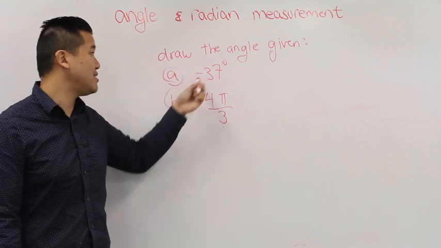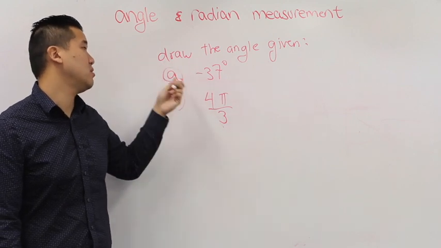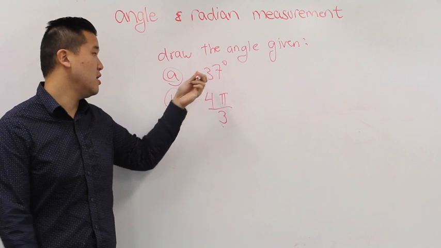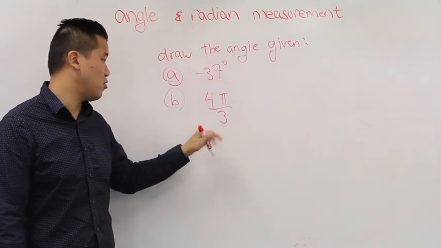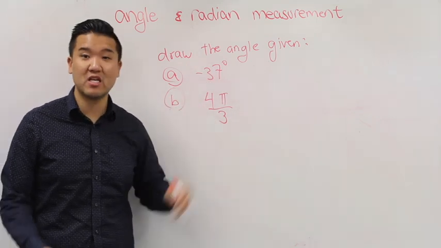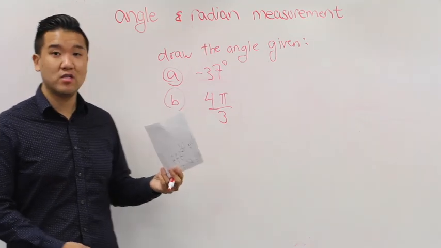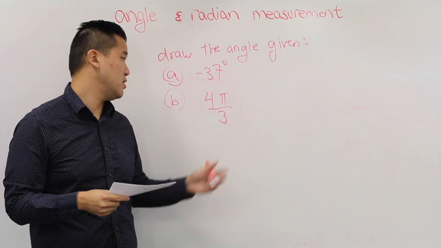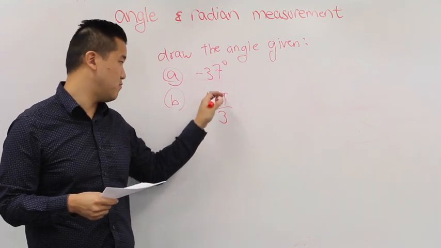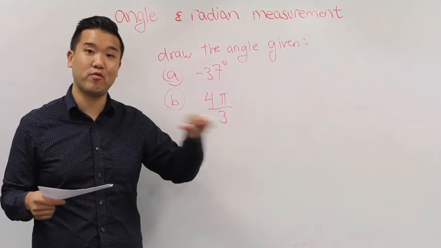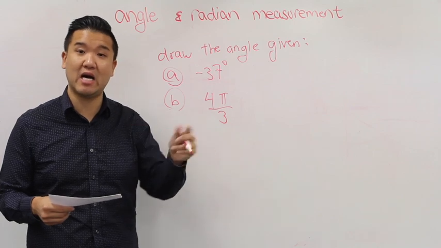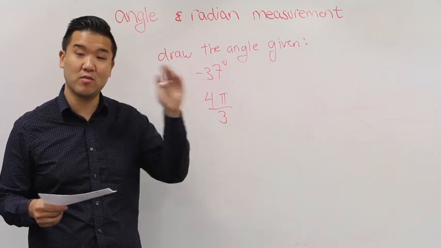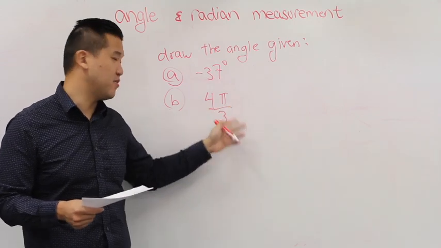Here is your basic. Draw the angle given. There are 2 problems. A, negative 37 degrees. B, 4 pi over 3. Just a little hint: negative degrees just means you're going clockwise versus counterclockwise like we've been going. And for radian measurements, think of how many: 3 pi over 3 is 1 pi. How much more do I need to go or how much less do I need to go? Think of pi over 3 as thirds.